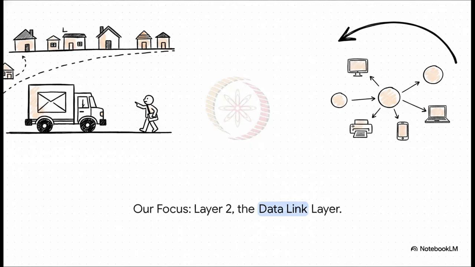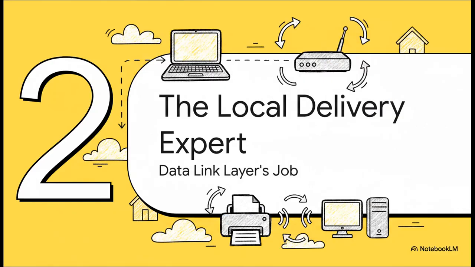Now, for our purposes today, we are going to grab our magnifying glass and zoom in right here on layer 2, the data link layer. See, if layer 1, the physical layer, is the road itself, then layer 2 is the local delivery driver who knows every single mailbox on one specific street. It's not concerned with cross-country travel. Its entire world is just local point-to-point delivery. And that's really its entire universe.